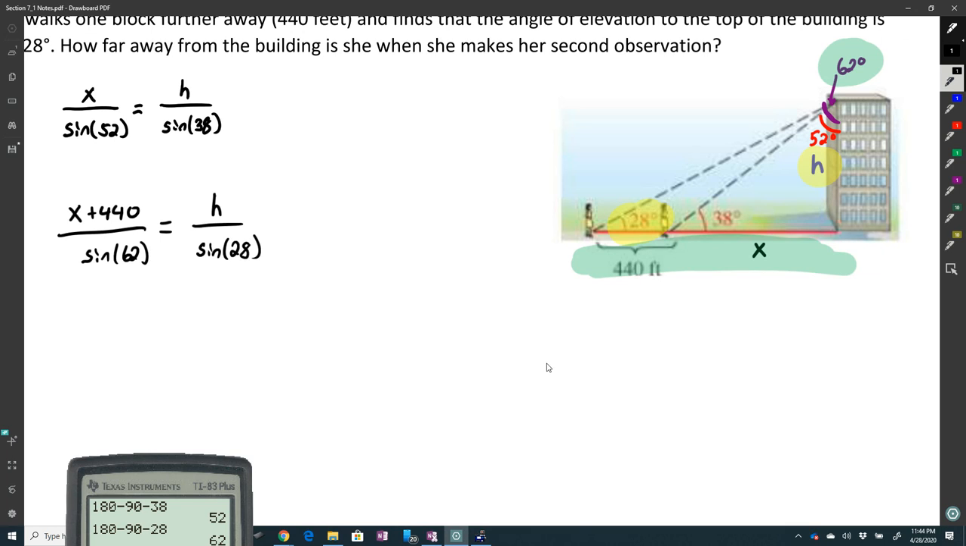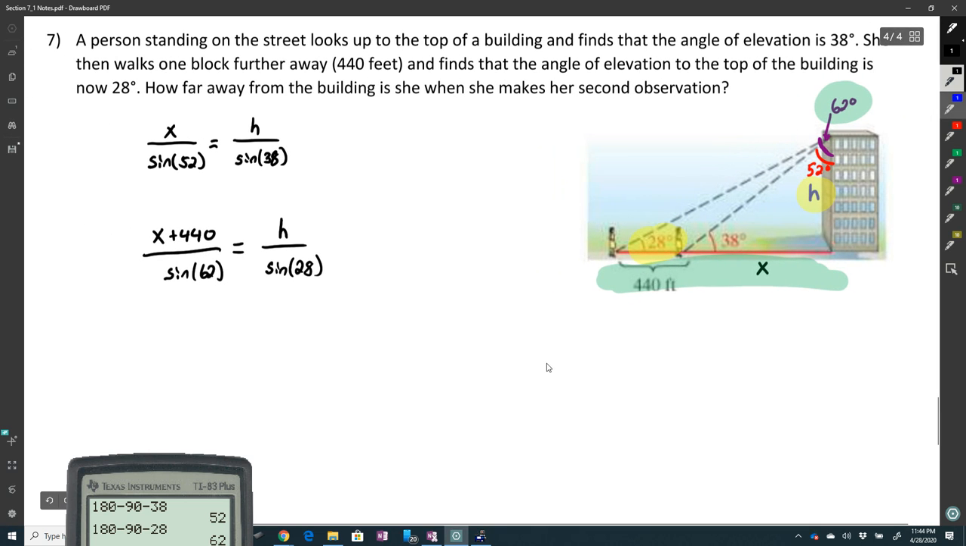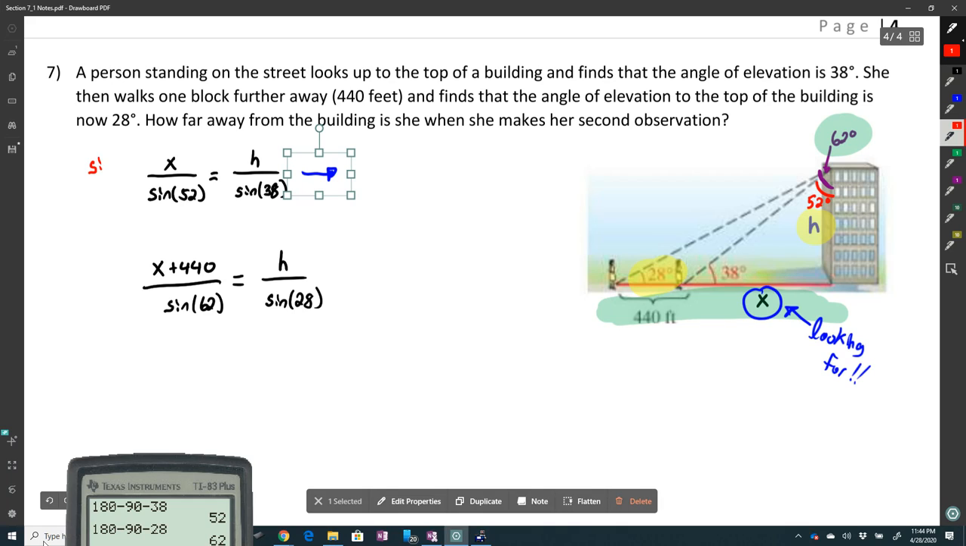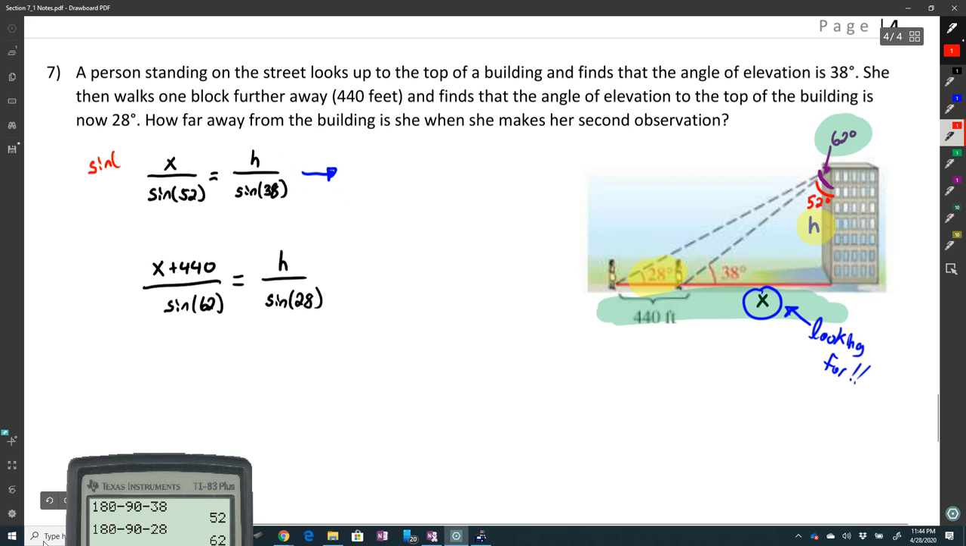Now, in this problem, they could have asked you for either one. They could have asked you, how tall is the building? Or they could have said, how far away is she? It's the same question. Now, here, what they want you to notice is that they have the same height. But this is what I'm solving for, so this is the variable that I want to keep in the equation. I want to kill the h. So I solve for h on both sides, for both equations. Sine of 38, sine of 38. Down here, I multiply it by sine of 28, sine of 28.